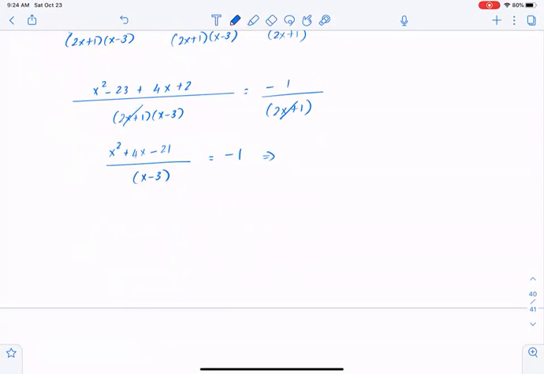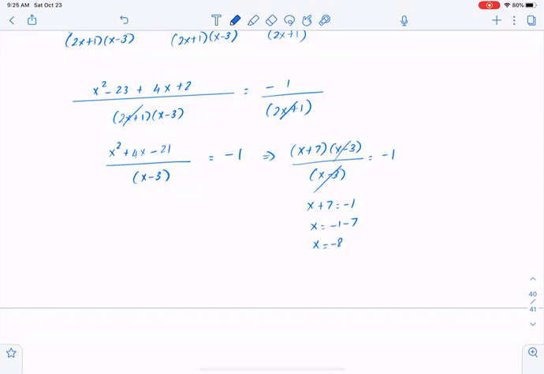So I could rewrite x squared plus 4x minus 21 as x plus 7 times x minus 3, divided by x minus 3, which is equal to negative 1. The x minus 3's will get cancelled. x plus 7 would be equal to negative 1. x would be equal to negative 1, negative 7. So x is negative 8.